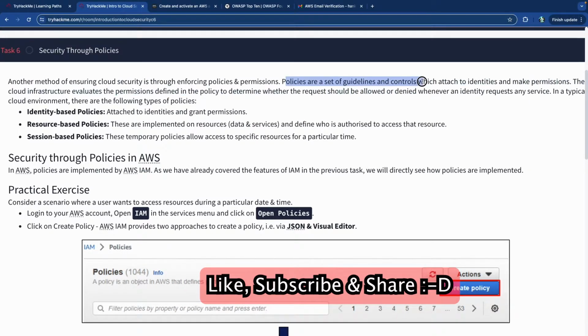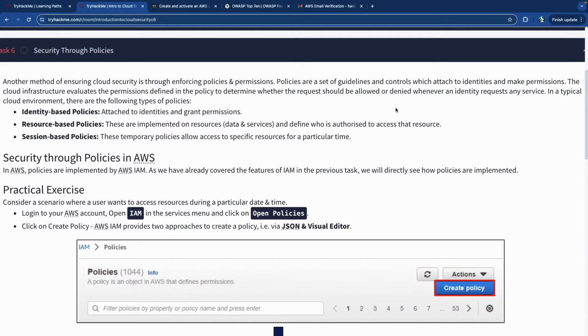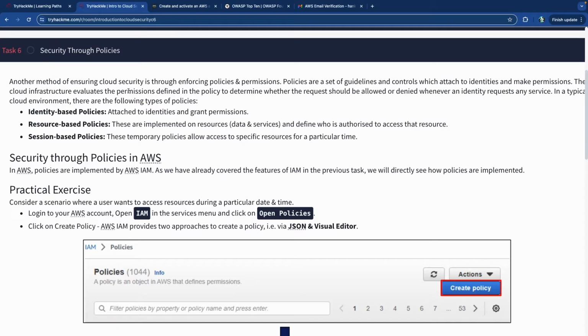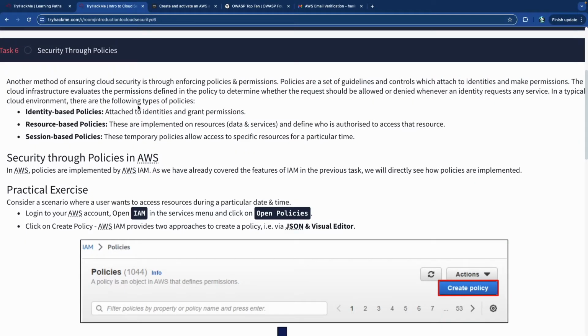Policies are a set of guidelines and controls which attach to identities, which are roles, and define permissions for those identities and roles. The cloud infrastructure evaluates the permissions defined in the policy to determine whether the request should be allowed or denied whenever an identity requests any service. In a typical environment, you have basically the following types of policies.